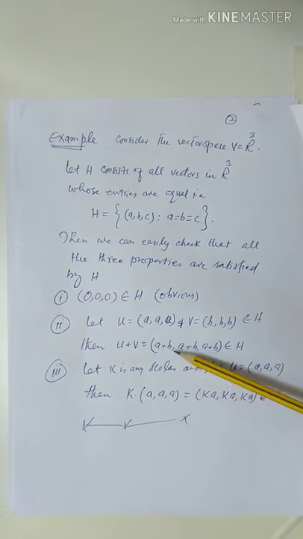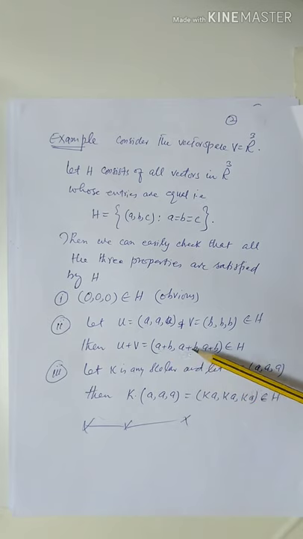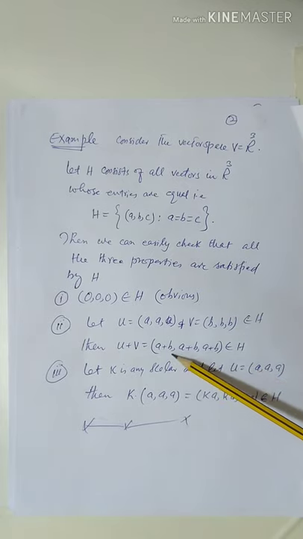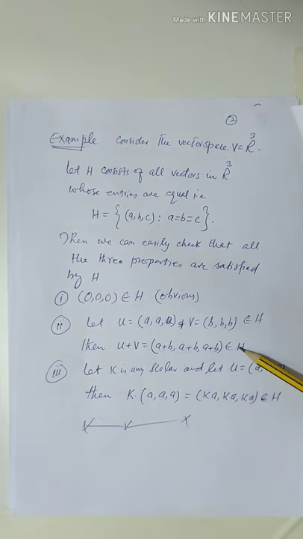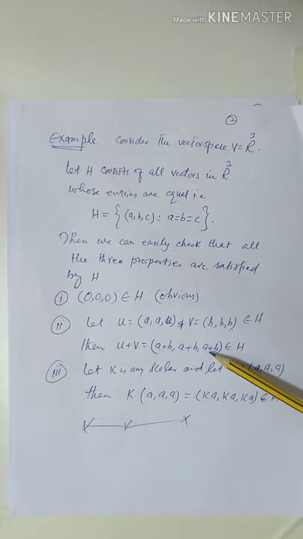Now you can see again, your first component is this, your second component is this, third component is this, and they are all equal, and they must be equal. If they are not equal, then it will not belong to H. So that is why we are saying U plus V, A plus B, A plus B, A plus B, belongs to H. Why does it belong to H? Because all three values are the same. So this first, second, third, you can see A equal to B equal to C.